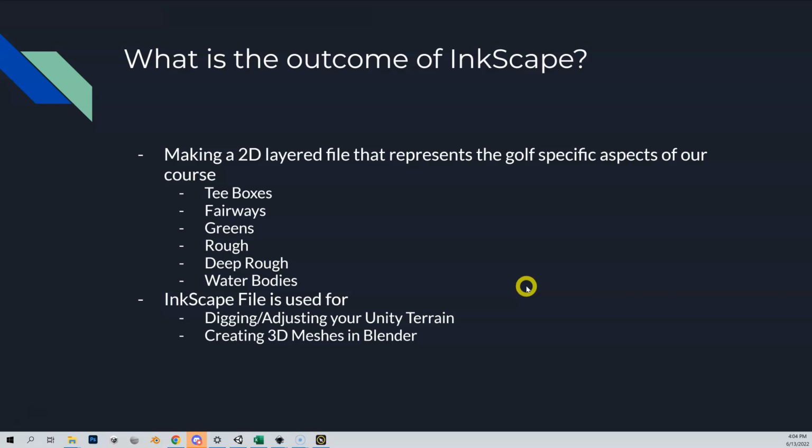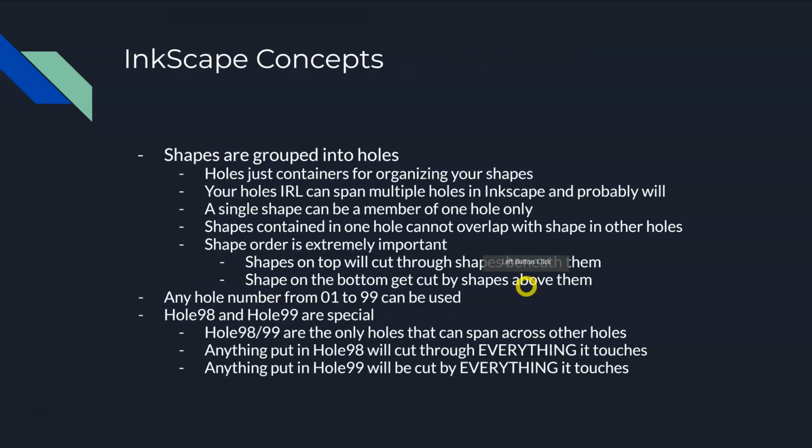We're going to put our grass on there. We're going to assign materials to it so the ball interacts with it. So ultimately, we're trying to take a 2D representation of our golf course and make a 3D object or objects out of that. So we need to learn some concepts here in Inkscape, and these are all Inkscape specific.